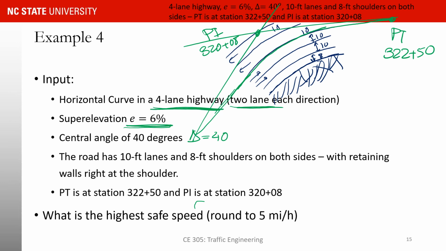And the question is asking for the highest safe speed, and it wants you to round it to the nearest 5 miles per hour. So I have already drawn this for you, but I would like for you to pause the video here, go through these, and this is one of the longer examples, so probably it's going to take you 10 to 15 minutes to do this example. And when you're done, come back to the video and watch how we go through the details of this example.